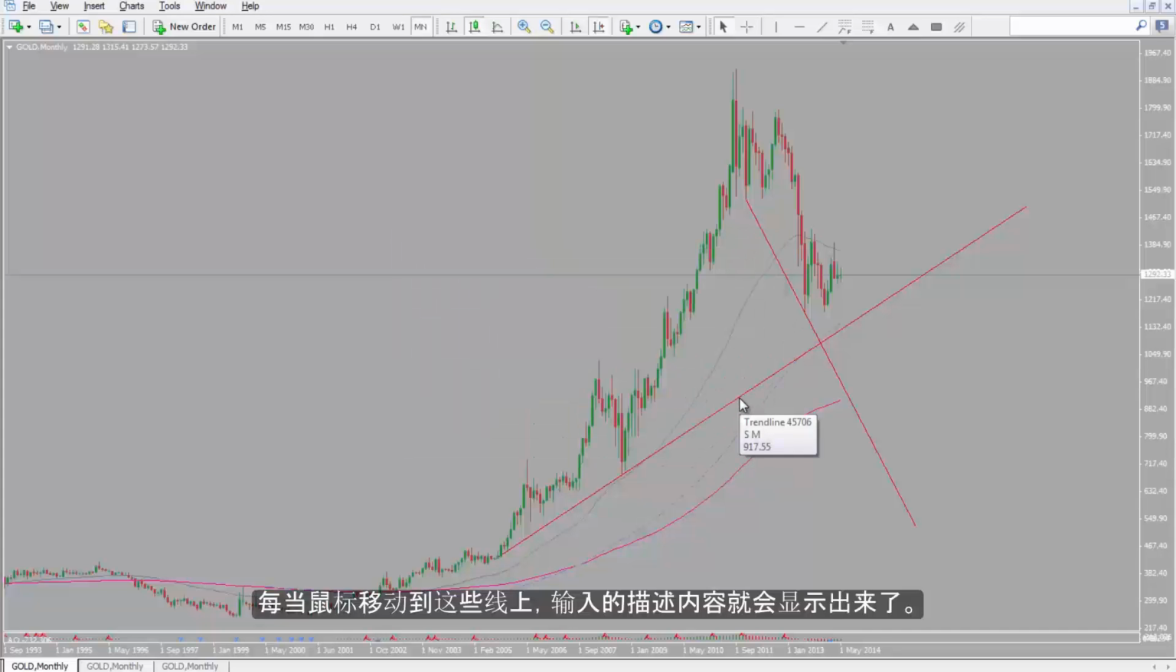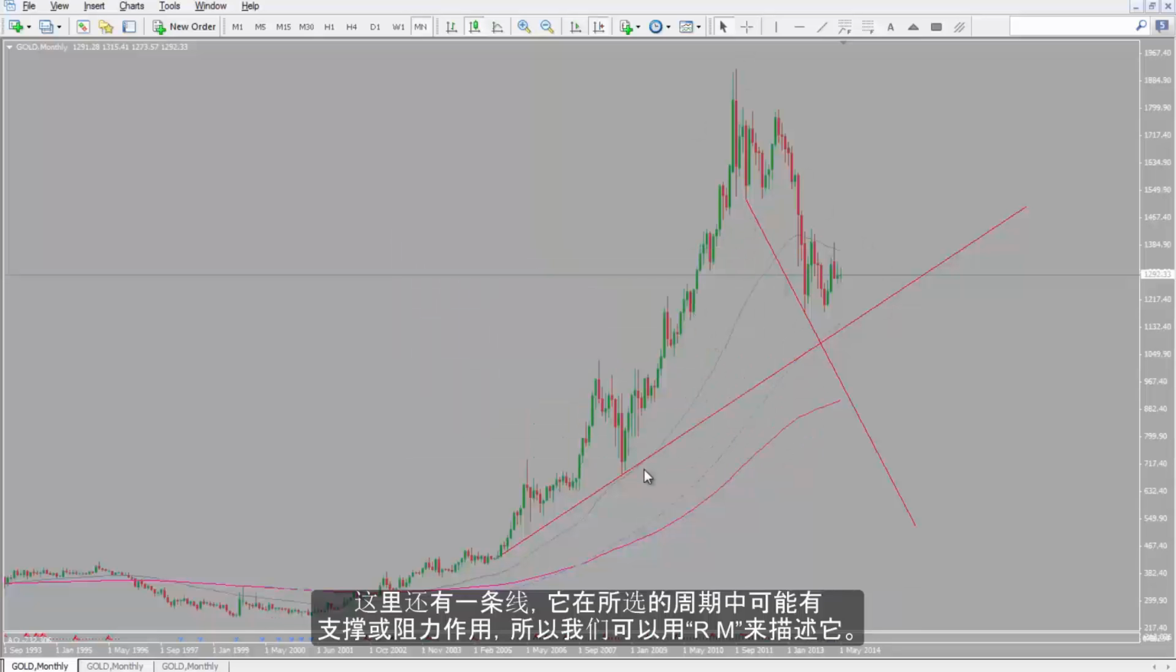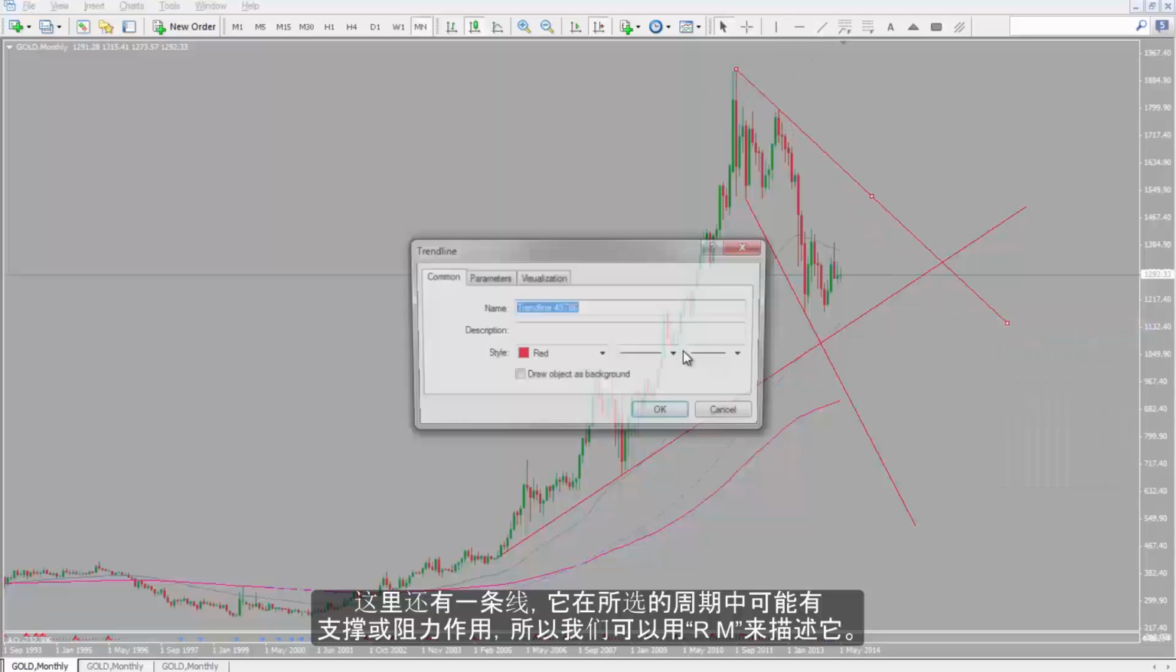Whenever the mouse goes over each line, the description would be displayed. There is another line which has the supportive or resistance manner depending on the selected time frame, so that it can be described as RM on this time frame.